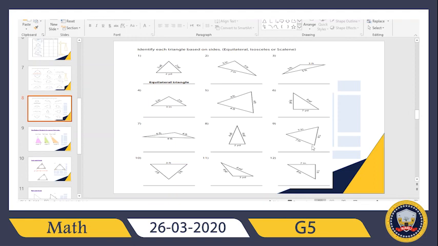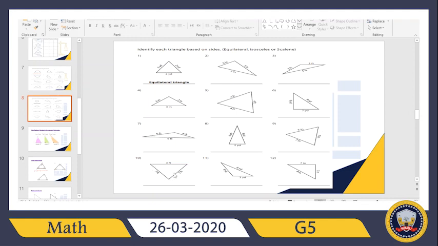Number 9. First, second, and third sides are all equal to 7 inches. All sides are equal in their length. They have the same length. So this triangle is an equilateral triangle, right? It's an equilateral triangle.